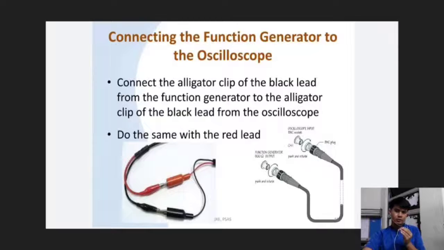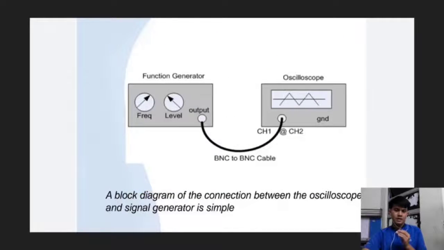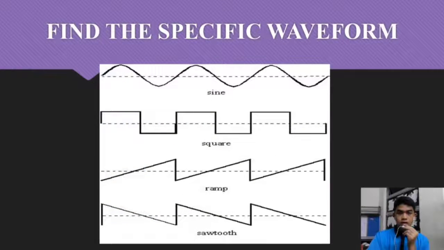This is how to connect the function generator to the oscilloscope. Connect the alligator clip of the black lead from the function generator to the alligator clip of the black lead from the oscilloscope. After that, do the same with the red lead. This is an example block diagram of the connection between the oscilloscope and signal generator. It is simple. Up next is finding the specific waveform.